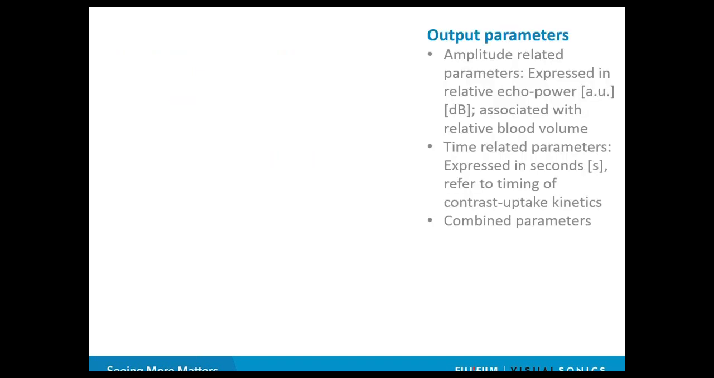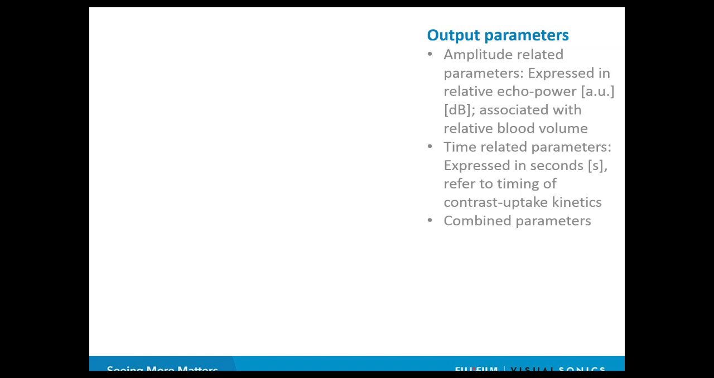Output parameters are either amplitude related, and in this case they're expressed as relative echo power in arbitrary units, or they are time related and expressed in seconds. And this then normally refers to the timing of contrast uptake kinetics, whereas the amplitude related parameters are associated with relative blood volume. And then, of course, there are some combined parameters that use both as information.